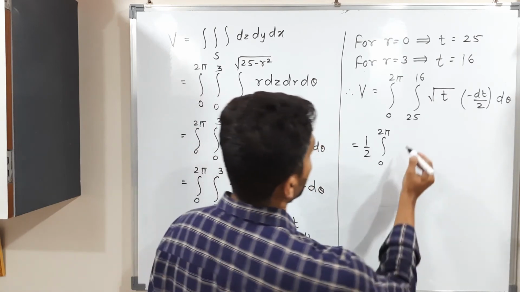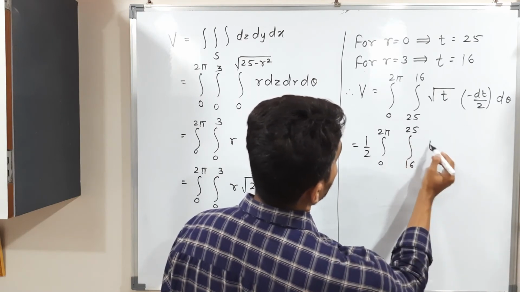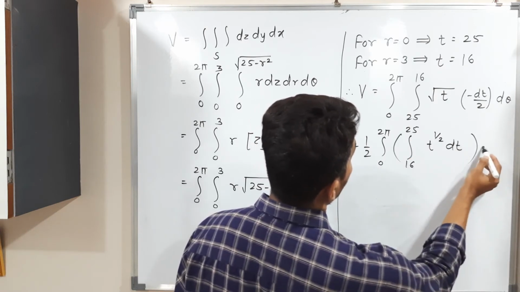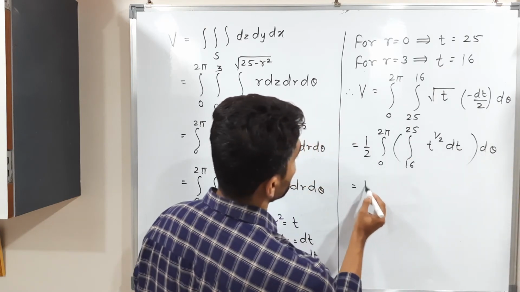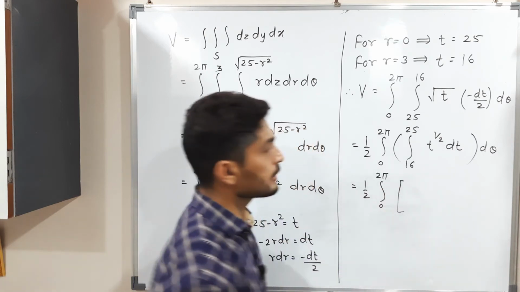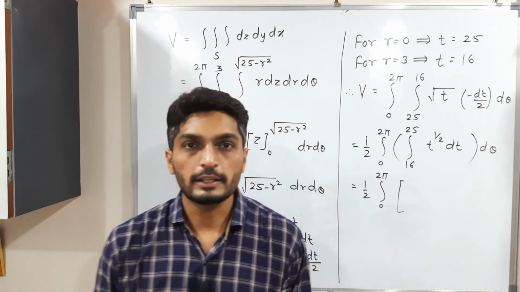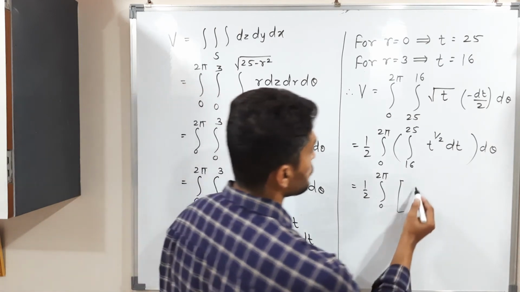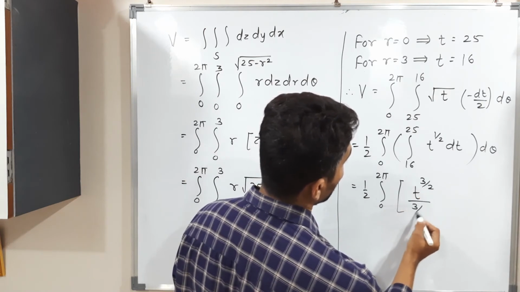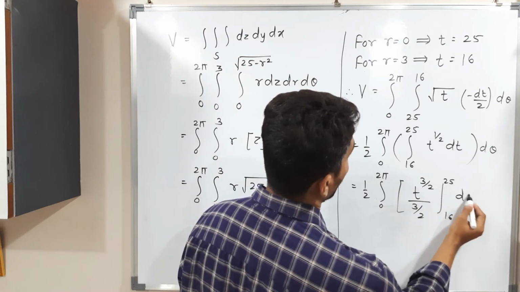Okay, so that's why it will be 16 to 25 root t, that means t raised to 1 by 2 dt, and after that d theta. So this is 1 by 2 integration 0 to 2 pi. Do you know integration of t raised to 1 by 2? Simple. Simply add 1 there and in the denominator also. So t raised to 1 by 2 plus 1, that means 3 by 2, divided by 3 by 2, with limit 16 to 25 d theta.